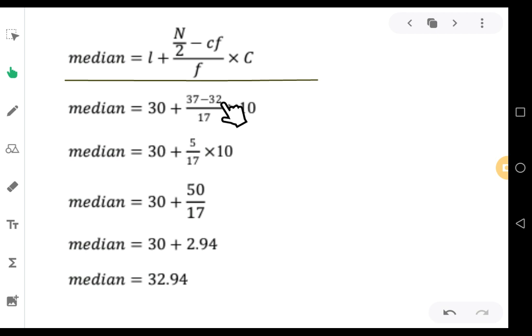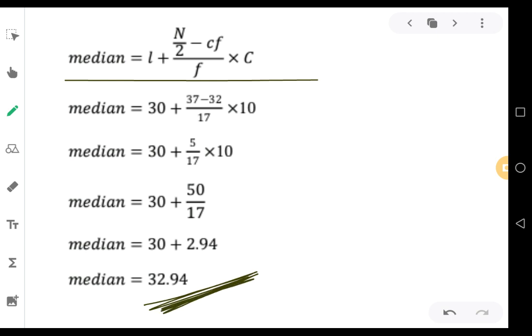37 minus 32 is 5 divided by 17. 30 will remain the same. 37 minus 32, that is 5 by 17 into 10. Then if you multiply 5 into 10, that is 50 by 17. So 50 by 17, if you divide, you will get 2.94. So 30 will be same. 30 plus 2.94, that should be 32.94, which is your median.